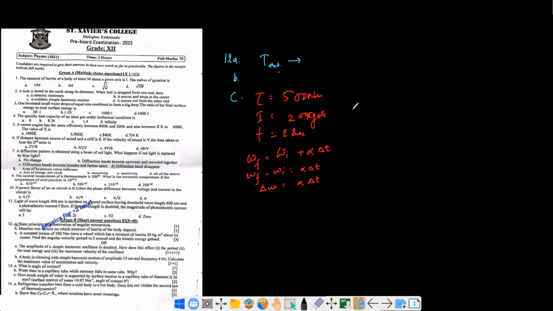For this one, this is quite simple. You know, tau equals I alpha. So tau is 500, I is 20, and your alpha, you can easily get this 0, you cancel out, this is 25. Okay. So this is how we can easily obtain the value of alpha, and so delta omega is going to be 25 into 2. So this is 50 radian per second. Okay, so this is how we can easily solve the numerical for this one.